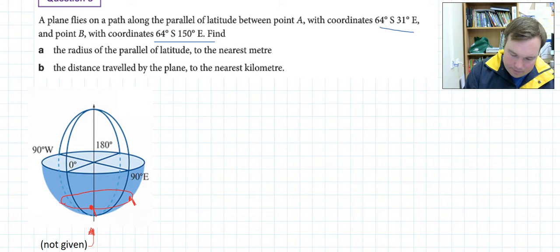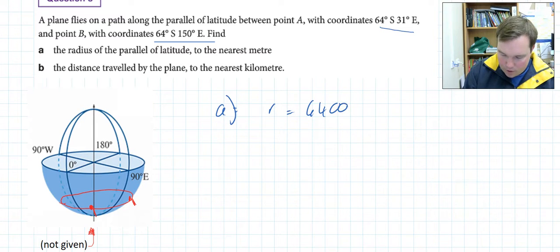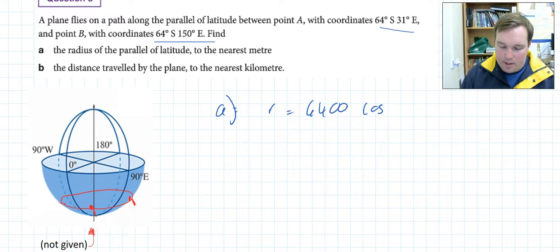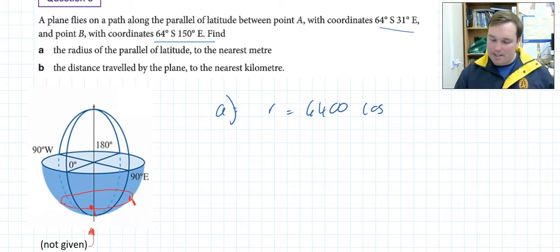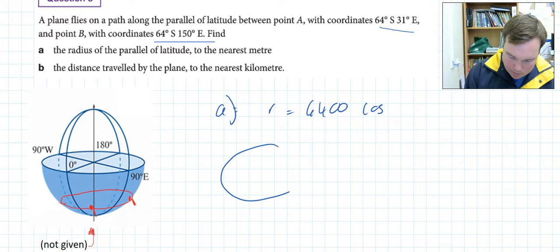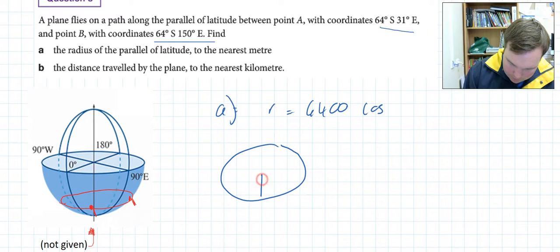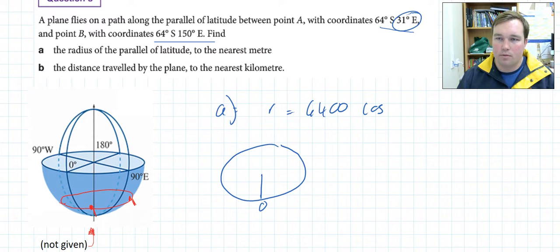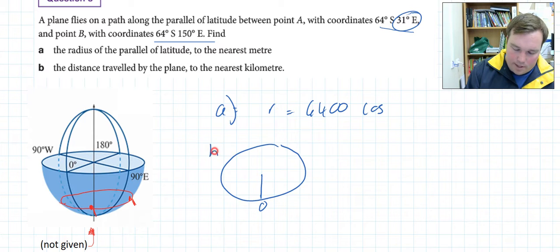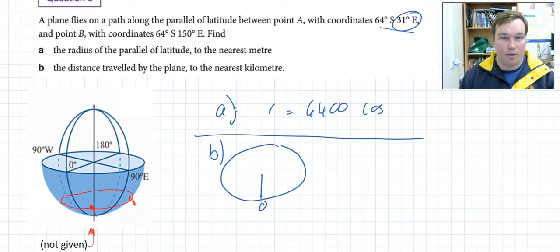Alright, so in A, we want to find the radius. The radius is 6,400 cos of the angle between them. Now, for us, the angle between them, it's best to take a cut of that small circle. And let's see if we can work out the angle between them. So a cut on that small circle there. Here is the 0 line. 1 is 31 degrees. Yuck. Ignore me. This explanation is for part B. Sorry if I confused you.